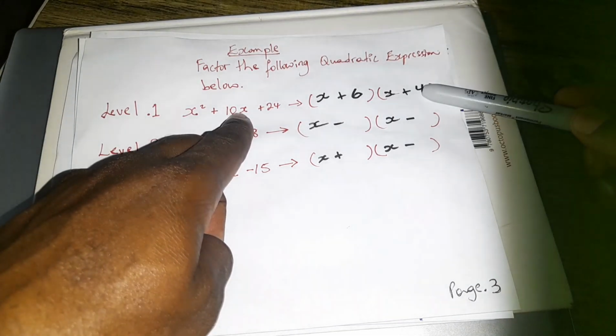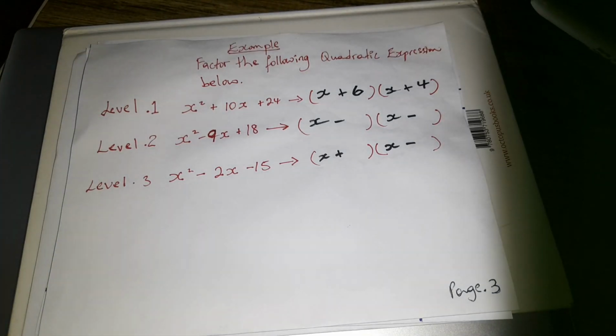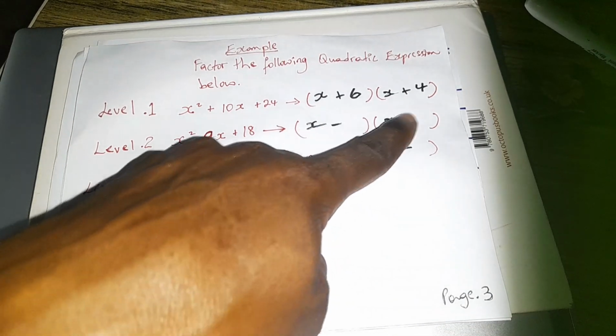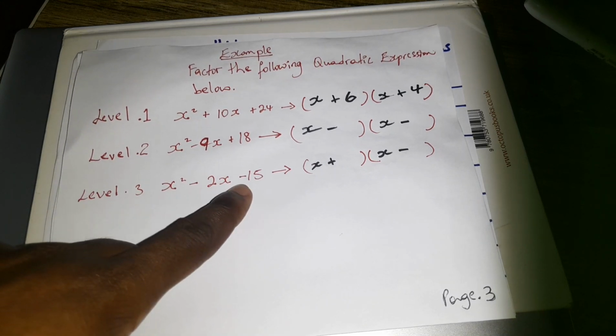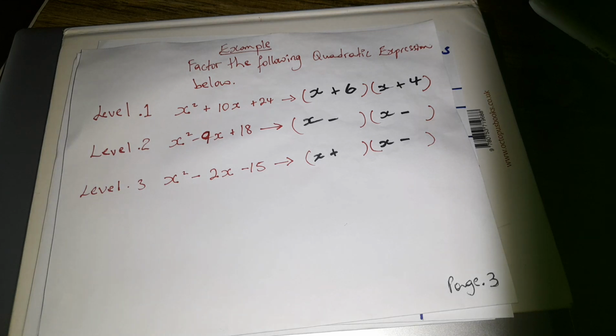6 times 4 is 24. When you add them, you get 10. Put them anywhere you want to put them. Now for this, once you identify as level 2, you're supposed to end up with 2 minus. Once you identify as level 3, that is where the b and the c terms are negative, you're supposed to end up with a plus or a minus. You're halfway through the answer.